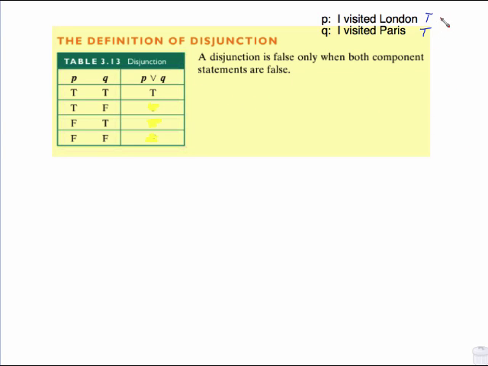Next is the idea that he's telling you the truth about going to London, and he lied about going to Paris. That's TF. When you do true or false, it is a true statement. Think about being a kid, and your mom says, where are you going after school? And you say, I'm either going to basketball practice or I'm going to the chess club.